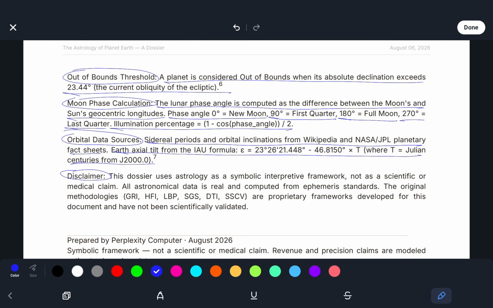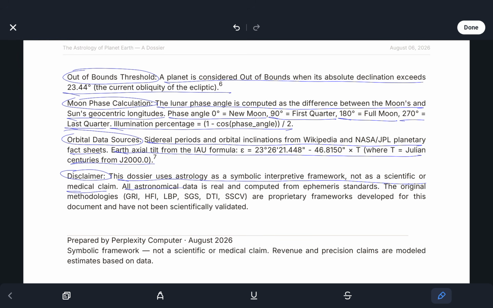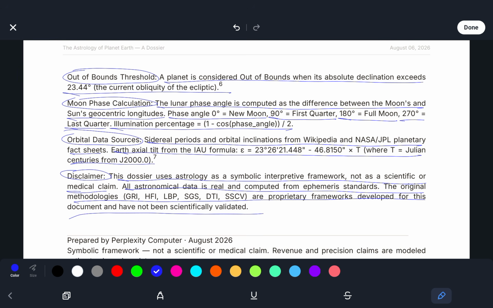And disclaimer: this dossier uses astrology as a symbolic interpretive framework, not as a scientific or medical claim. All astronomical data is real and computed from ephemeris standards. The original methodologies, GRI, HFI, LBP, SGS, DTI, SSCV, are proprietary frameworks developed for this document and have not yet been scientifically validated.